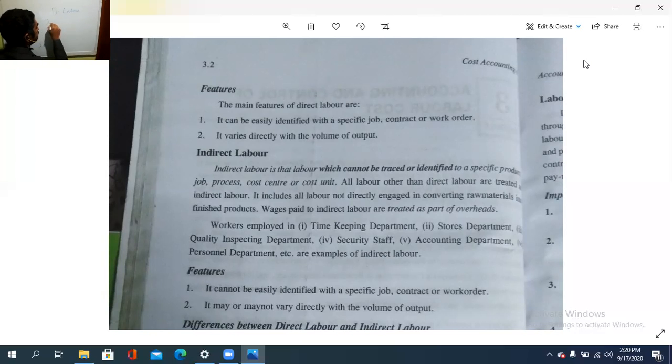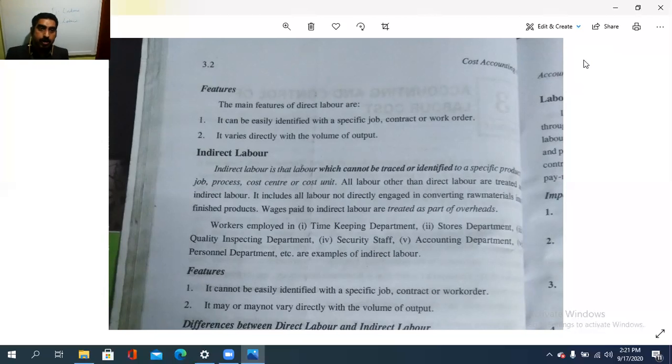Next, indirect means that which is not directly involved in the production process. That is the indirect labor. So indirect labor is the labor which cannot be traced or identified to a specific product, job, process, cost center or cost unit. All the labor other than the direct labor are treated as indirect labor. It includes all the labor not directly engaged in converting the raw materials into finished products. Wages paid to the indirect labor are treated as part of overheads.